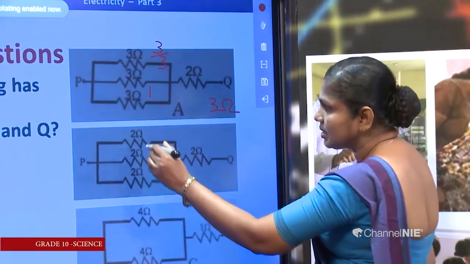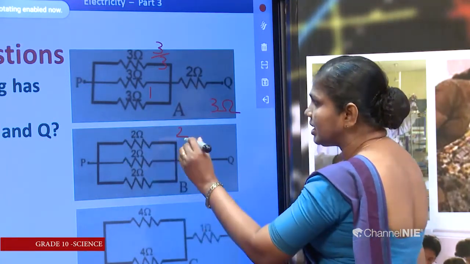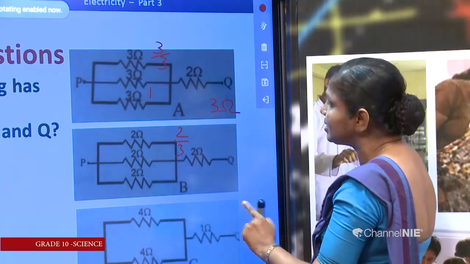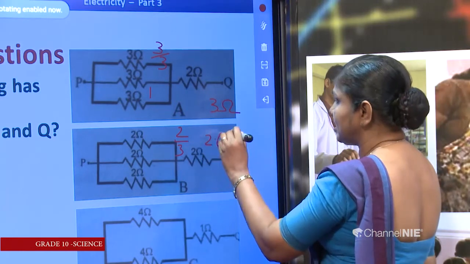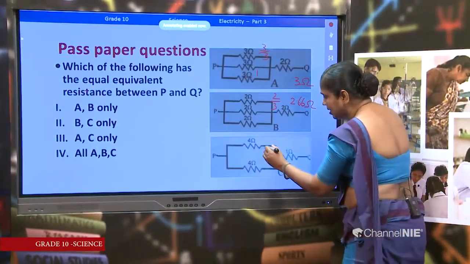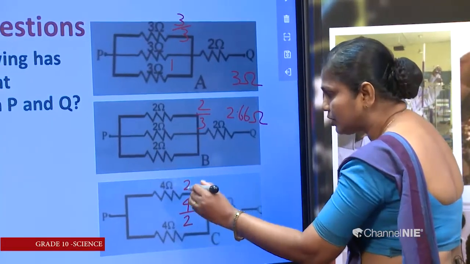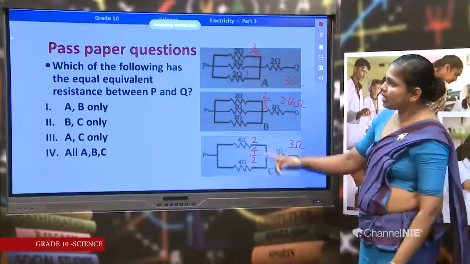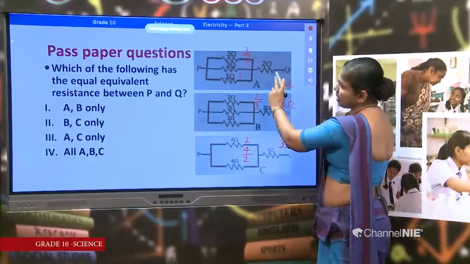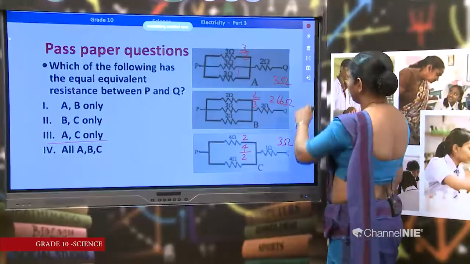Here the equivalent is, see, all 2 ohm resistors, value of one resistor 2 and number of resistors 3. Then 2 over 3 is the equivalent here, that is 0.66, plus 2, then 2.66 is the equivalent. Here 4 ohm resistors, two 4 ohm resistors are connected, value of one resistor 4, number of resistors 2, then the equivalent is 2. 2 plus 1, the equivalent is 3. Then what are the circuits with equal equivalent resistance? This first one, A and C. Answer, third answer, A and C. Now go to the next.